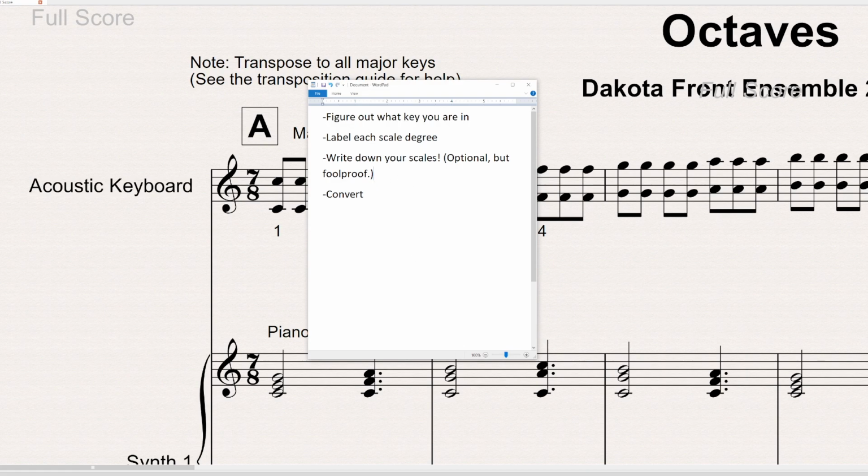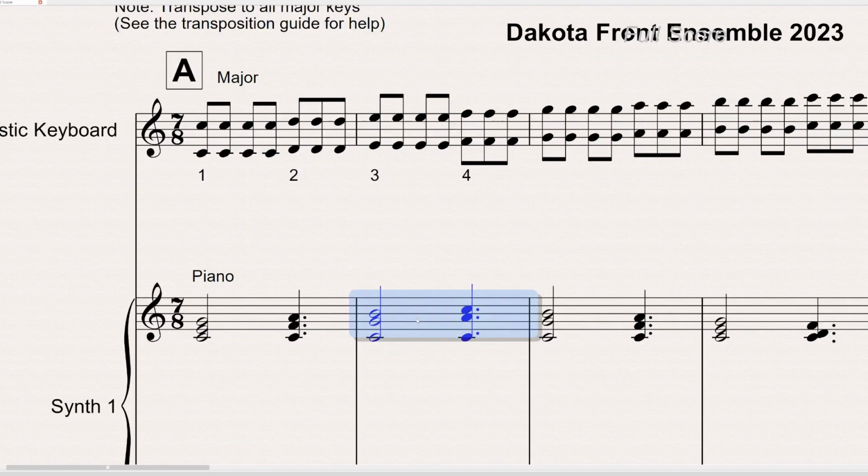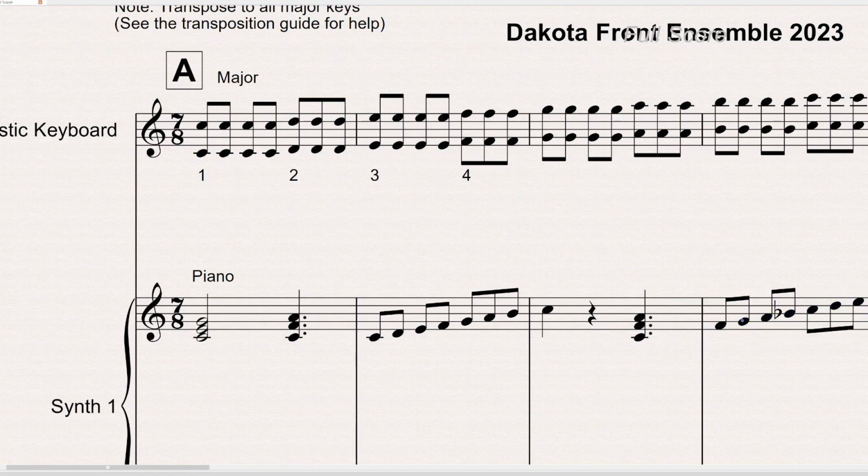And now, next thing, writing down your scales. This is optional, but if you do it, this process is fairly foolproof. So, we're in C major. That's the key we are in. And the key we're going to convert this to is F major. So here are our 2 scales. Delete this chord for now.